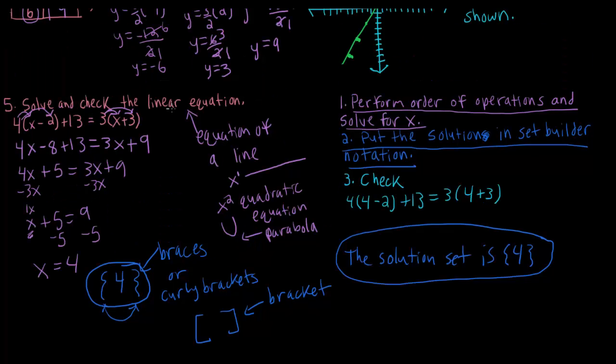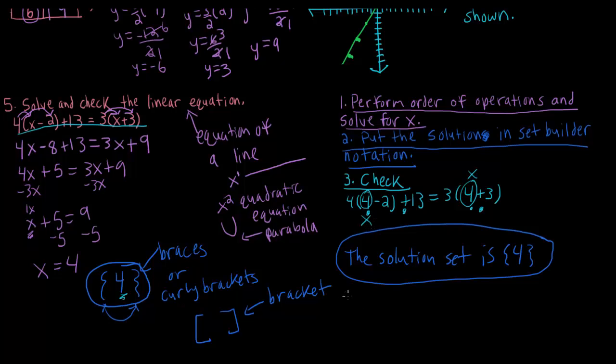Also, there's one more step. You need to check your answer. So you need to take the x value that we got of 4, and you need to plug it into the original equation and make sure that both sides of this statement are true. So I put 4 in place of the x right here and also right over here. So these were the x values right here that I plugged in.